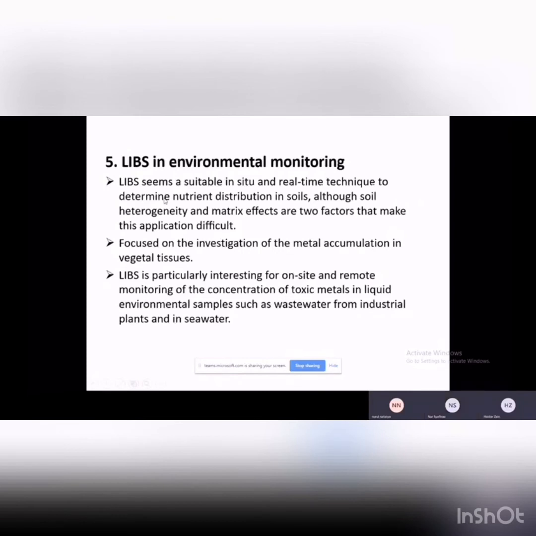Okay, the last application of LIBS is in environmental monitoring. So the first one is LIBS seems to be a suitable in situ and real-time technique to determine nutrient distribution in soil. Second is LIBS focuses on investigation of metal accumulation in vegetal tissues. Vegetal tissues, to make it easy to understand, are like leaf tissues.